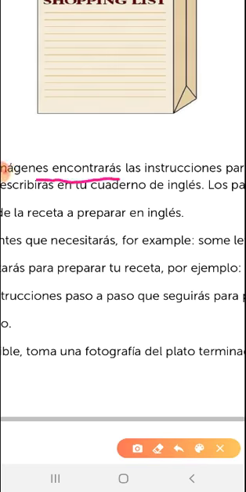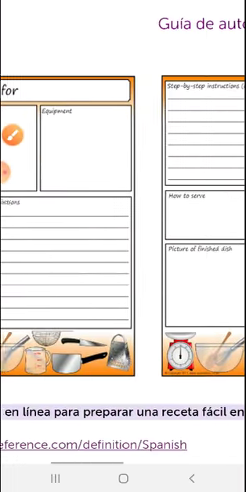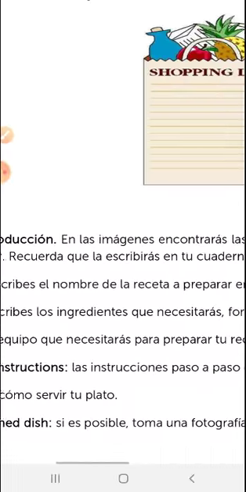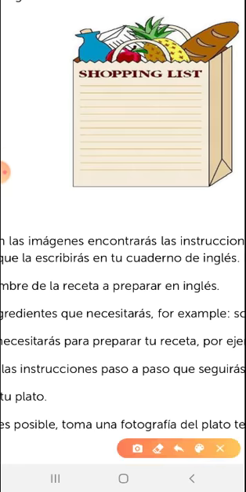En las imágenes encontrarás las instrucciones. ¿Y cuáles imágenes? Estas que están aquí abajo, okay? These two images give you the instructions para escribir la receta del plato que elegiste cocinar. Recuerda que la escribirás en tu cuaderno de inglés.